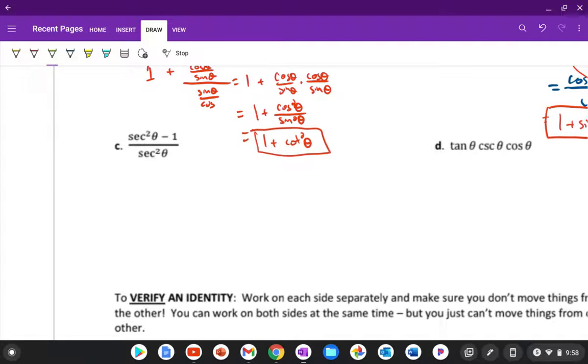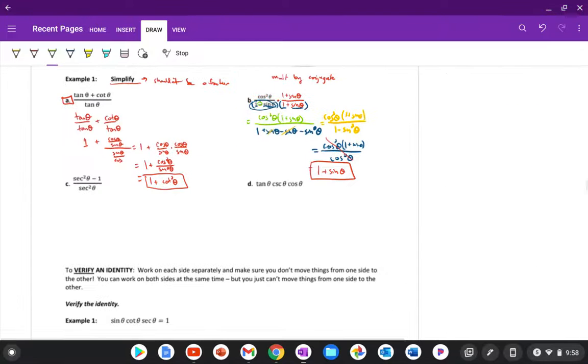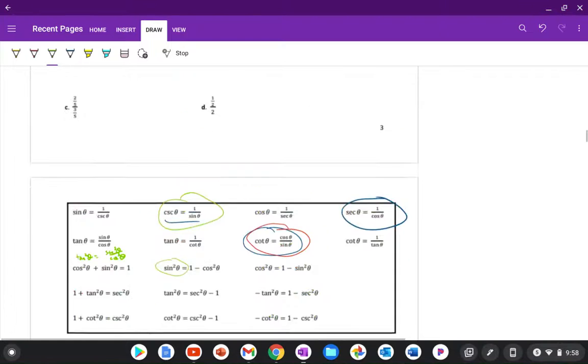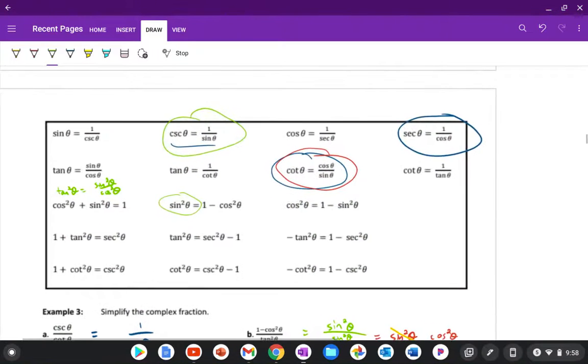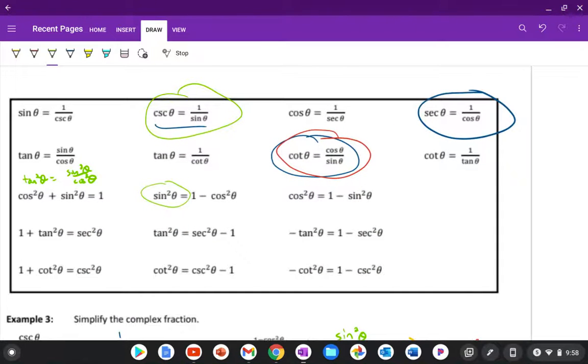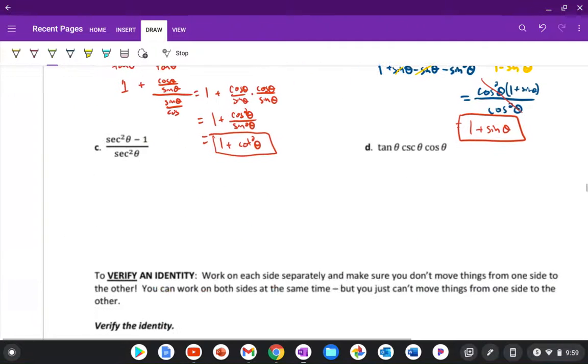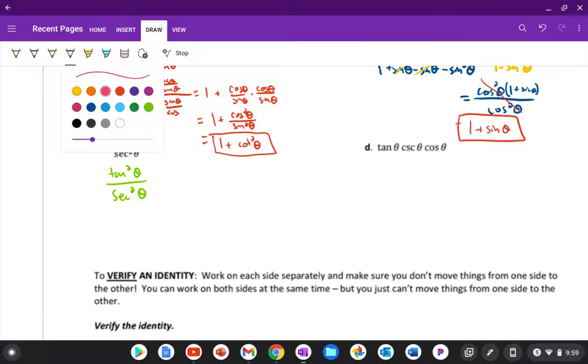Secant squared minus 1 over secant squared. Okay, so let's take a look at our trig identities, see if there's something that would be helpful here. We do have secant squared minus 1 equaling tangent squared. So let's go ahead and try that. So this would then become tangent squared theta over secant squared theta. Okay, that's pretty good. Now, we obviously can't leave it there. But at this point, we got rid of that minus 1, so that should make things easier.